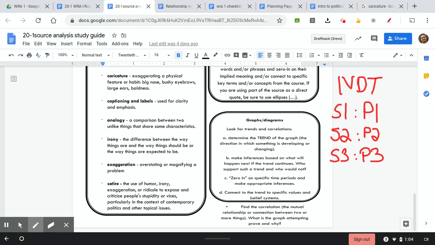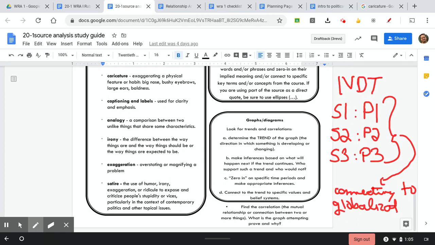And in each one of these, I'm going to put this down here. You are connecting to globalization or nationalism, depending if you're in social 10 or social 20. That is the source analysis section. Let's move on to the relationships.